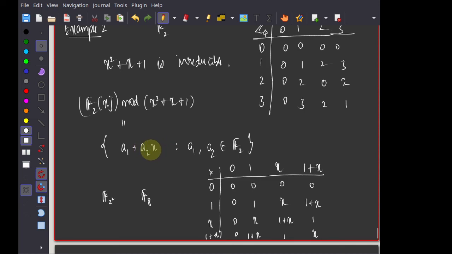But really the way you should think about this is that you have these equivalence classes. If you take F2[x], it is an infinite set, correct? Now what are you doing? You're taking modulo some polynomial. So basically you're splitting F2[x] into exactly 4 equivalence classes: the set of all polynomials whose remainder is 0, the set of all polynomials whose remainder is 1, those with remainder x, and those with remainder 1 plus x.